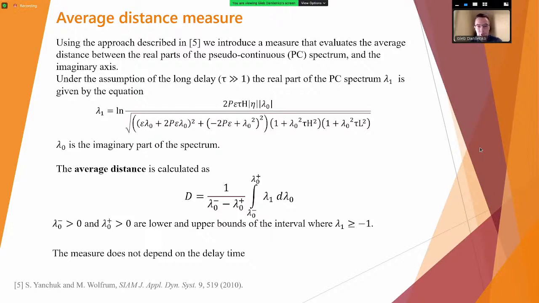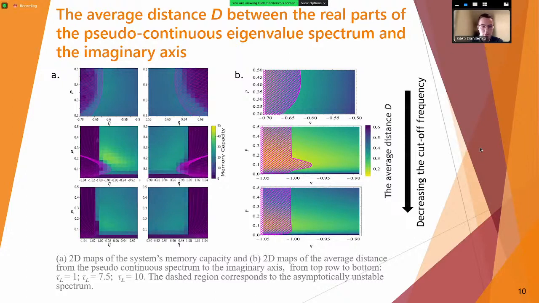We introduce an average distance d between the real part of the eigenvalue spectrum and the imaginary axis to characterize the flatness of a spectrum and its average damping. This measure does not depend on the delay time. This average distance characterizes both the proximity of a spectrum to the axis and its flatness. The flatness of a pseudo-continuous spectrum and its proximity to the imaginary axis explain the increase of the memory capacity when the filter cutoff frequency is changed.